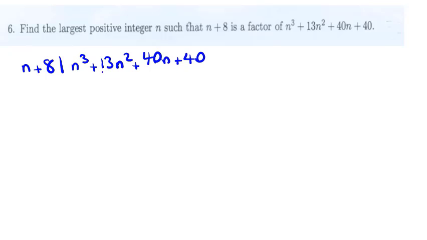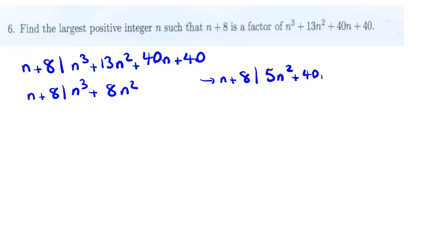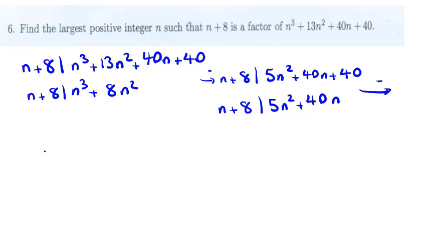We should do something to get rid of n from the right side. So we multiply n plus 8 by n squared. So it will be n cubed plus 8n squared. And then we subtract. n plus 8 divides 5n squared plus 40n plus 40. So we've decreased the degree of the right side from 3 to 2. Now we multiply this by 5n, it will be 5n squared plus 40n. If we subtract, n plus 8 divides 40.